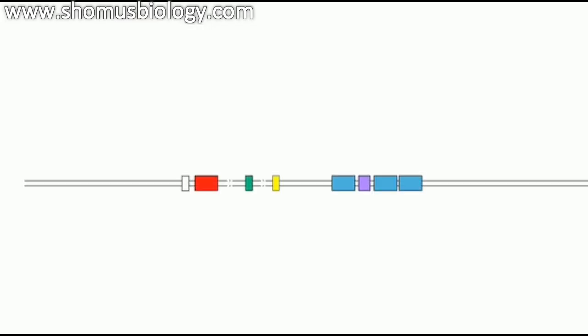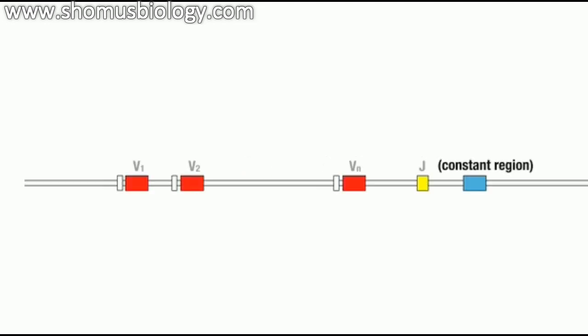Immunoglobulin genes are composed of separate segments of DNA that become joined together by a process called somatic recombination to make a functional gene. In heavy chain genes, there are three gene segments: the variable or V segment, a diversity or D segment, and the joining or J segment. The light chain genes, such as shown here, have only two gene segments, the V and J gene segments.